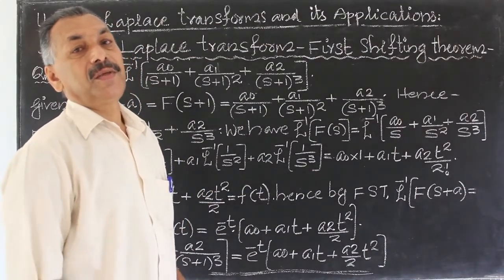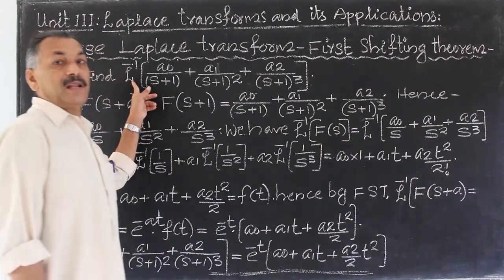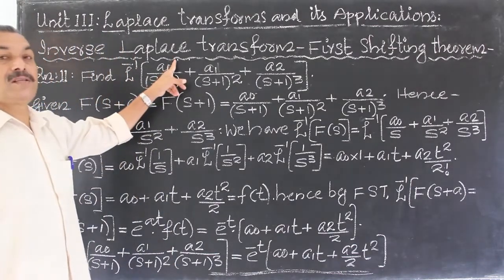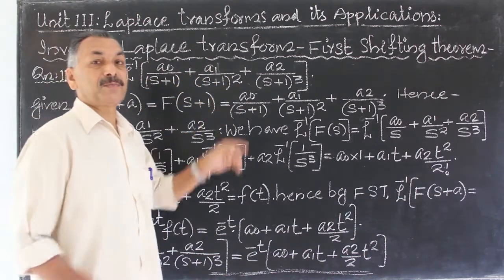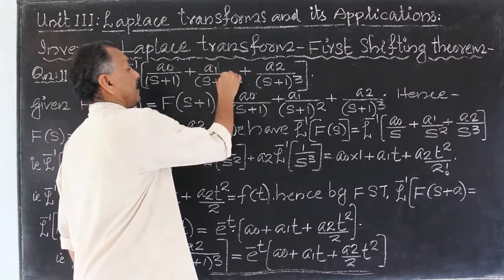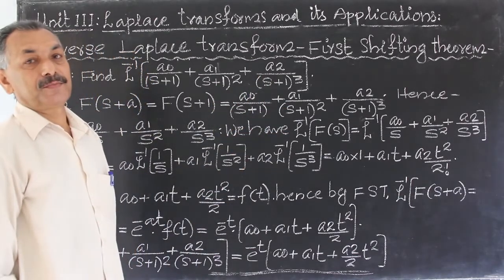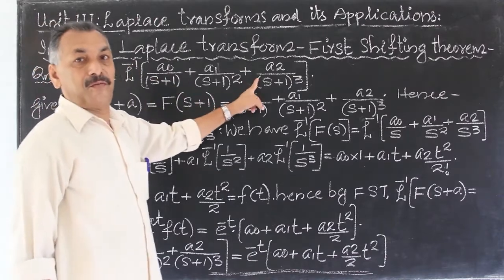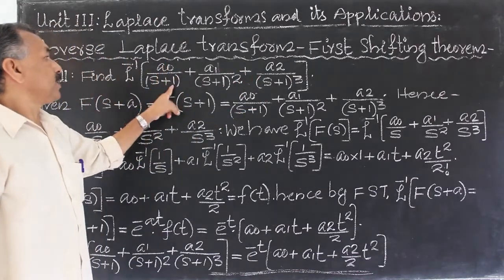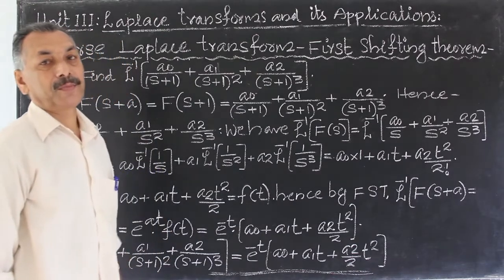Consider this problem. Find the inverse Laplace transform of a0 divided by s plus 1 plus a1 divided by s plus 1 whole square plus a2 divided by s plus 1 whole cube.